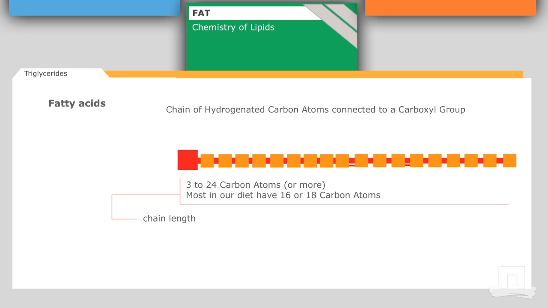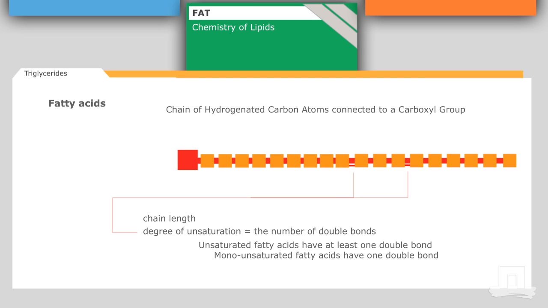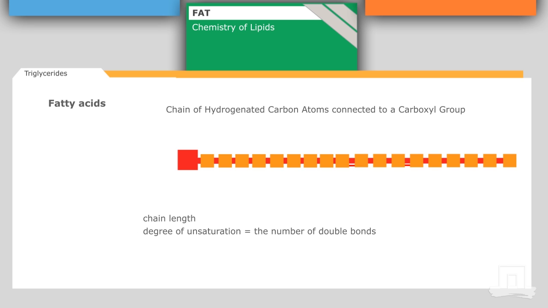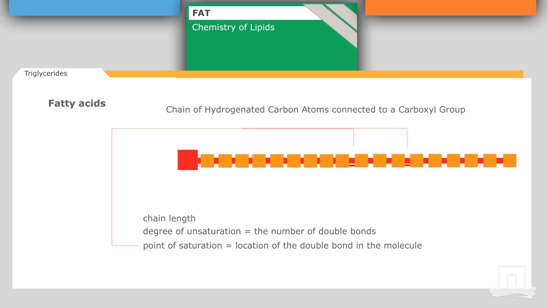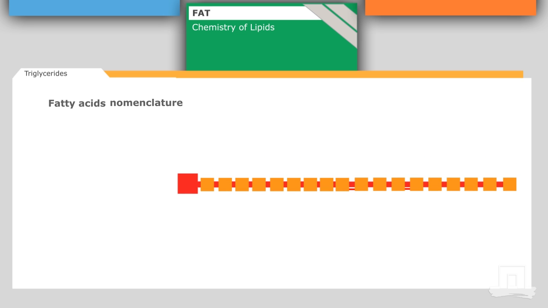Now, the second property is the degree of unsaturation, which means the number of double bonds. Unsaturated fatty acids have at least one double bond. Monounsaturated fatty acids have one double bond, whereas polyunsaturated fatty acids have at least two double bonds. Now, the third property is the point of saturation, which describes where the double bonds are located in the fatty acid molecule.